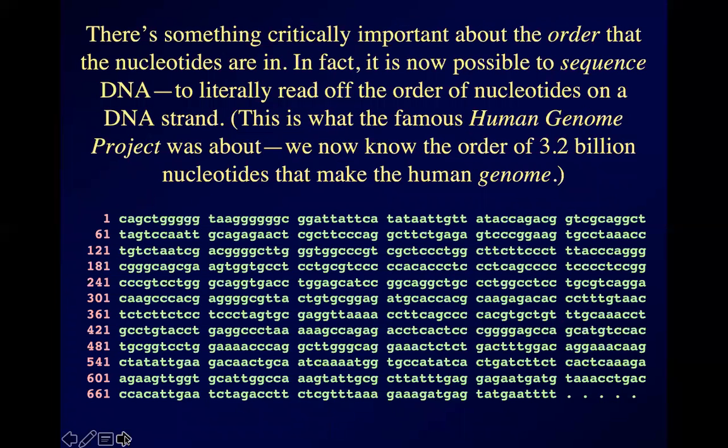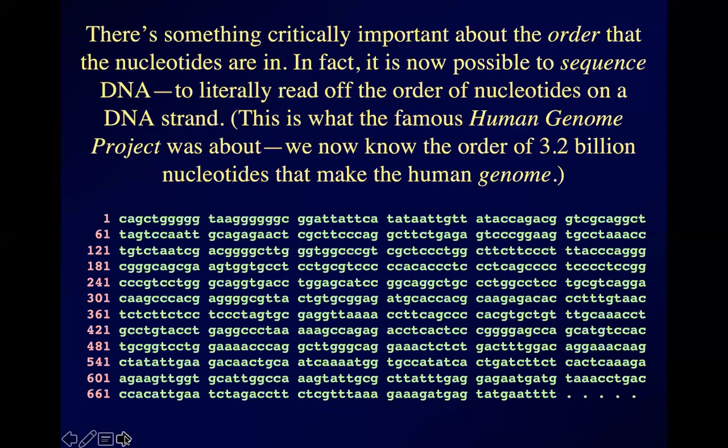But where the rubber really hits the road is that there's something critically important about the order that the nucleotides are in. There were people that hypothesized back in the early 50s that every piece of DNA would just be ATGC, ATGC over and over again. And in fact, it's not so. The order of nucleotides, it doesn't look like there's any obvious pattern to it. You can have long strands. I see there's a GGG, GGG in there, and then there's others that vary a lot more.